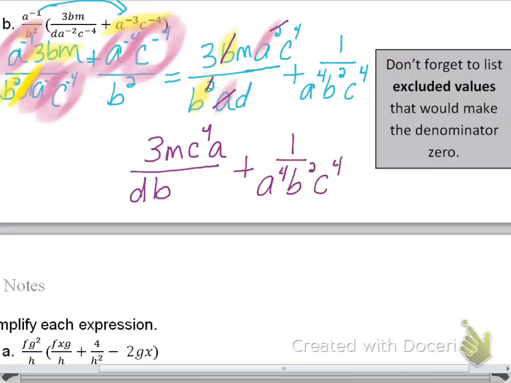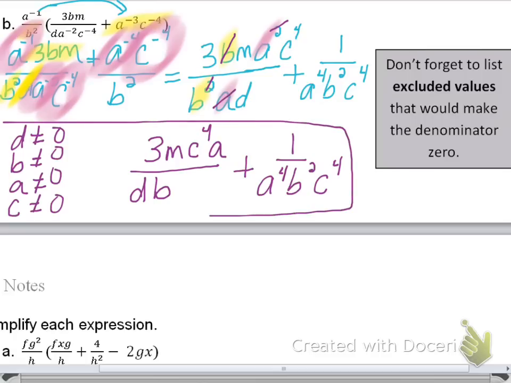Now for our excluded values, we have d and b can't be 0, and a and c also can't be 0. Looking back at the original equation, there aren't any additional values that can't be 0, so it's just these 4 cannot be 0. And that's our final answer for that problem.